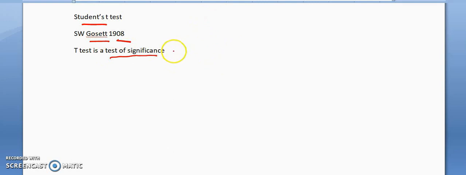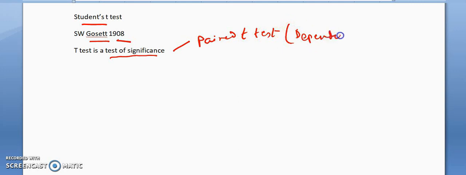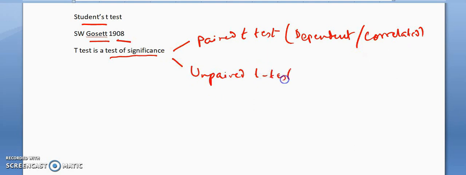There are two types of student t-test. One is called paired t-test, and that is also called dependent or correlated t-test, and another is called unpaired t-test, that is independent t-test.